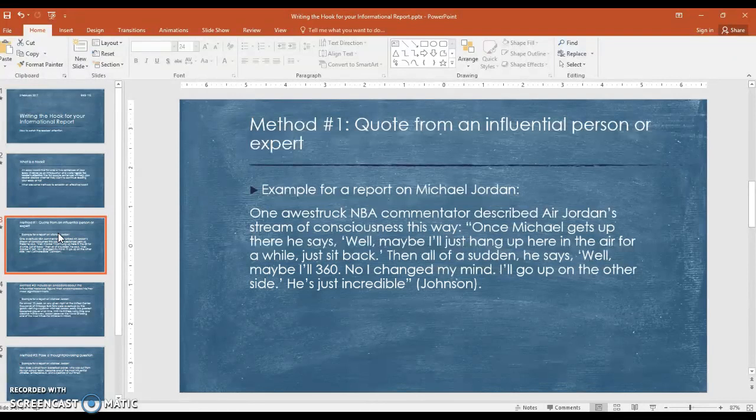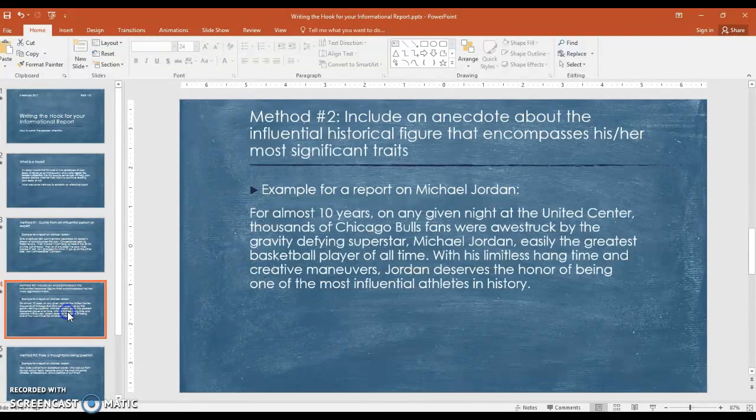So on my Works Cited page, I would see a Works Cited entry beginning with the name Johnson. So, a quote from an influential person, that's first. Method number two: include an anecdote about the influential historical figure that encompasses his or her most significant traits.